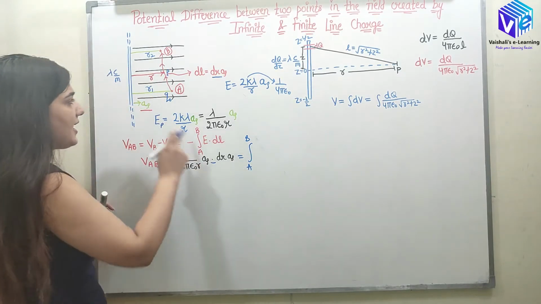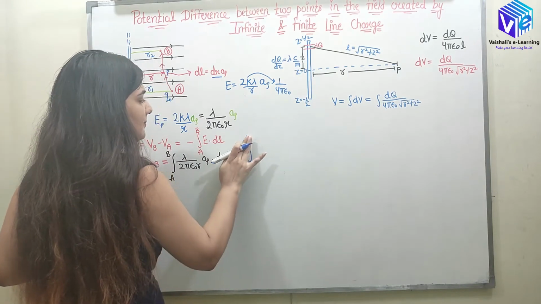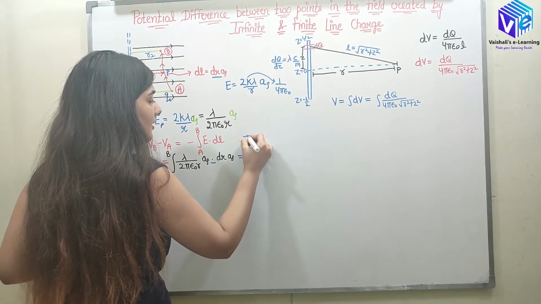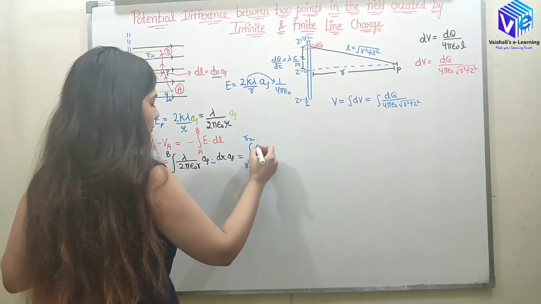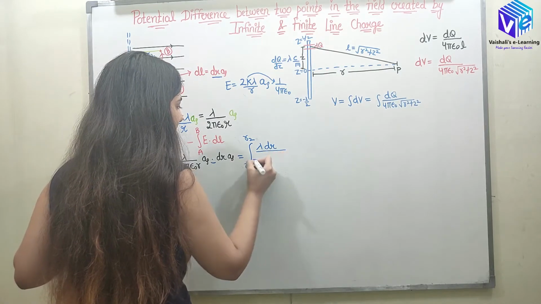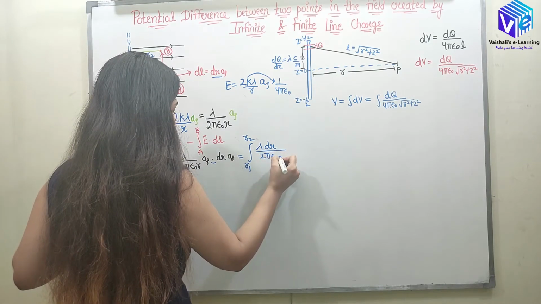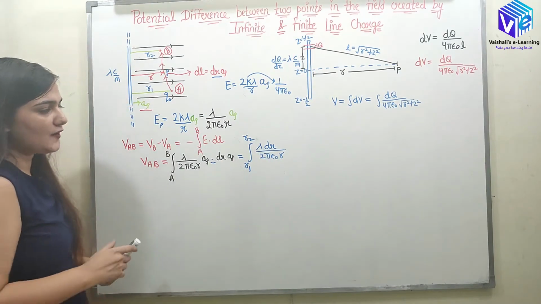Okay, the point A is represented by r1 distance. The point B is represented by r2 distance. Okay, so here r arrow dot dr arrow will be 1. So here I will be representing it like lambda dr upon 2 pi epsilon naught r.